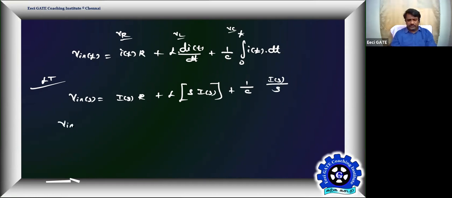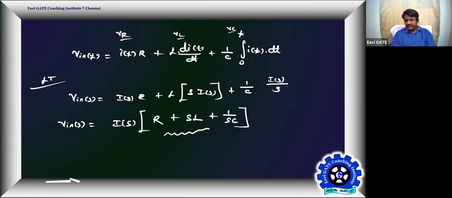Then I of S is common, so Vin of S is equal to I of S into the impedance offered by resistor plus impedance offered by inductor plus impedance offered by capacitor. We can play in terms of impedance. This is nothing but the impedance of your total circuit, that is Z of S. One can directly say the total applied voltage is equal to the total current into the total impedance. If you know this, directly begin from this point.